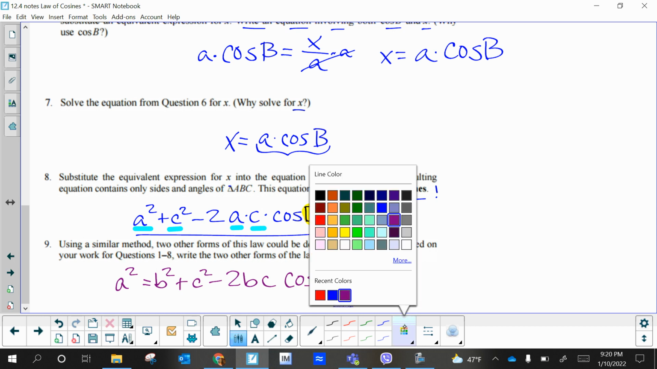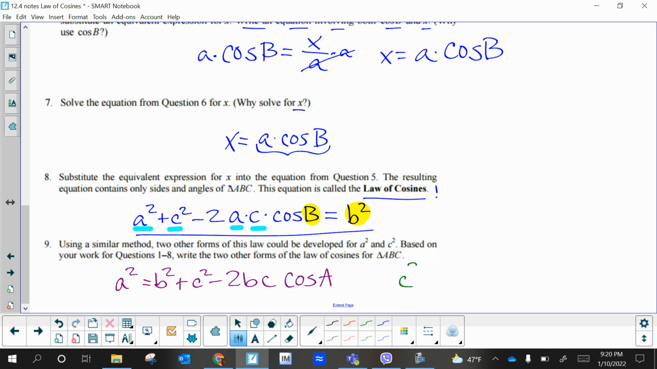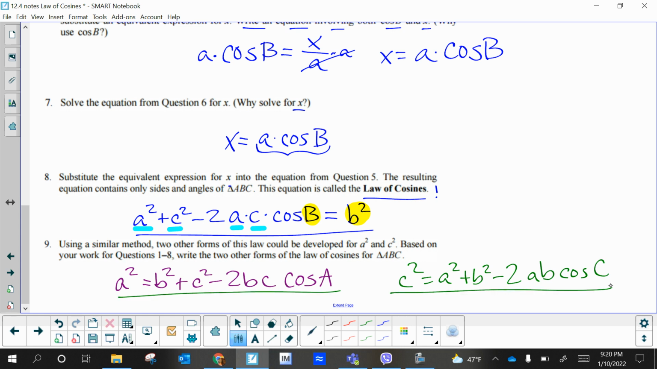We could also write it out for whenever we're solving for c squared. So it would start off c squared equals a squared plus b squared minus 2ab, again, these are being multiplied, times the cosine of whatever this letter is, cosine of c. So those are your 3 laws of cosines. They're essentially the same formula.